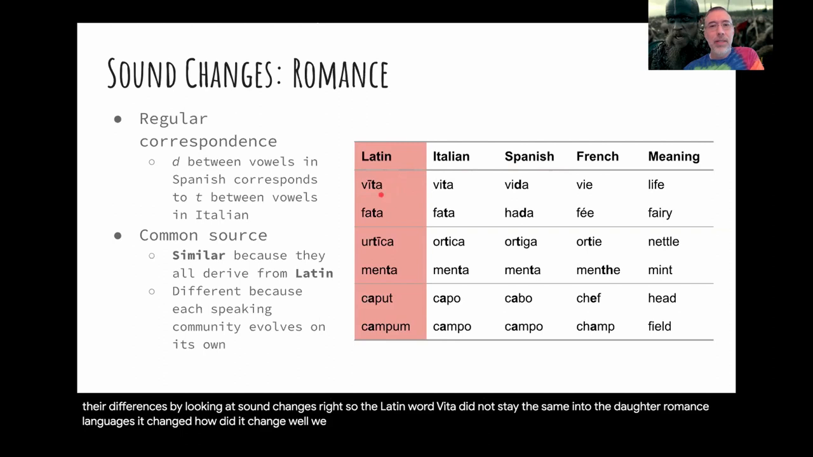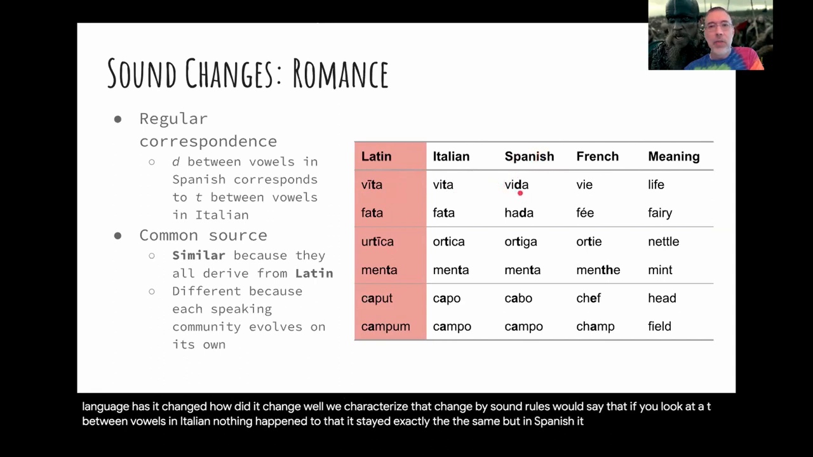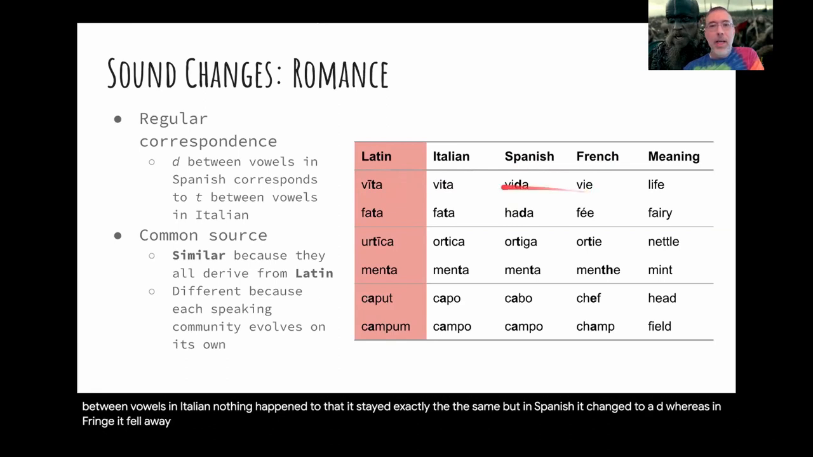Well, we characterize that change by sound rules. We say that if you look at a T between vowels, in Italian, nothing happened to that. It stayed exactly the same. But in Spanish, it changed to a D, whereas in French, it fell away, right? And it wouldn't be interesting if this only happened in one word, right? That would just be an accident.